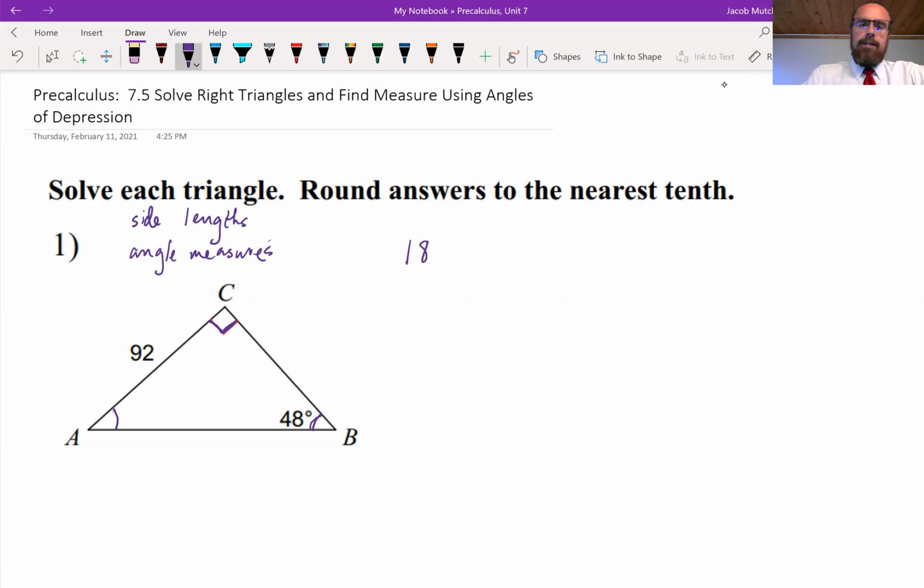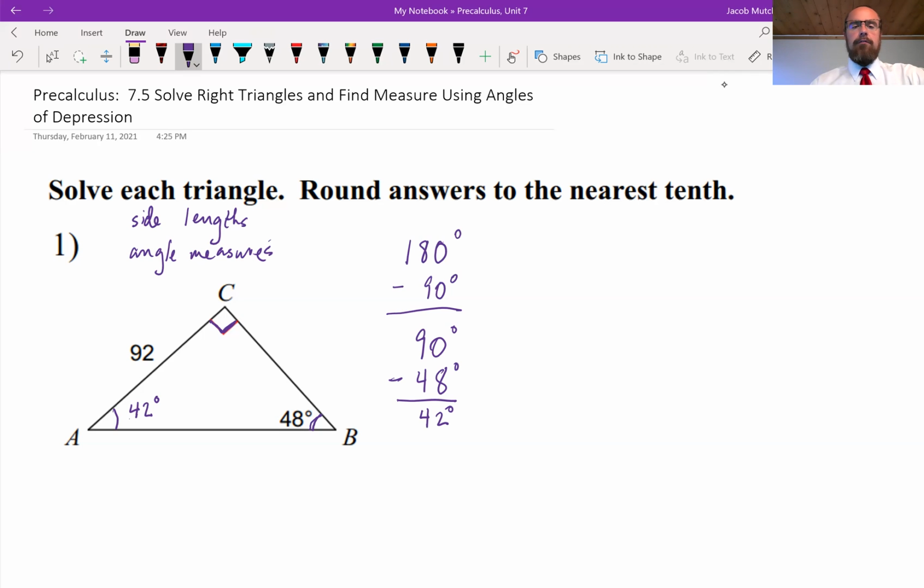So I'm going to take 180. Again, that's the sum of all three angles in any triangle on a plane, a flat surface. And I'll subtract 90 from it. That's going to leave me with 90. And then I'm going to take 90 and subtract 48 degrees. And that's going to give me 42 degrees. So just by subtracting, because I know one of the angles already, I can come up with the measure of angle A is 42 degrees. So that takes care of my angles. I've found all three angle measures.